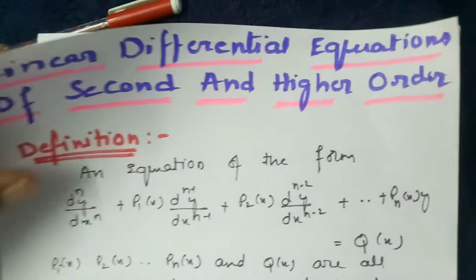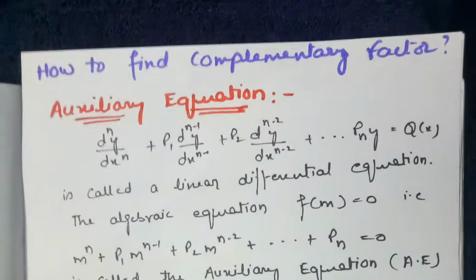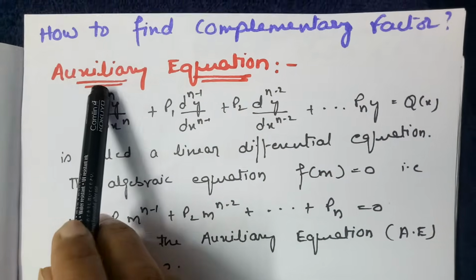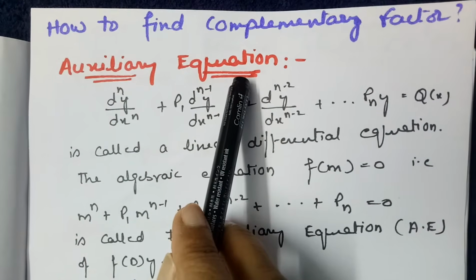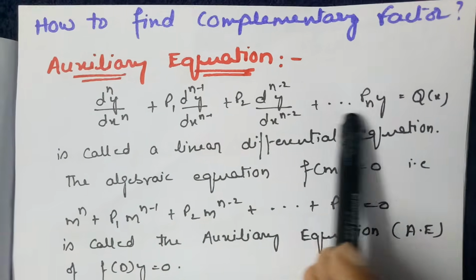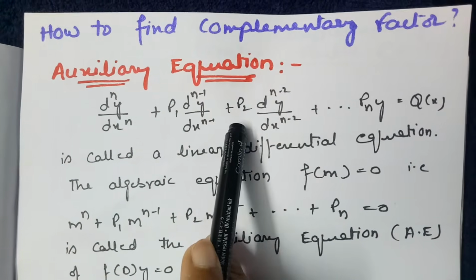So how to find the complementary function? For finding the complementary function, we have to use the auxiliary equation. So what is this auxiliary equation? Let's learn. The question which I have told you, that is linear differential equation of order n.